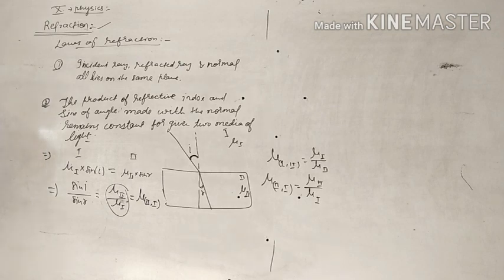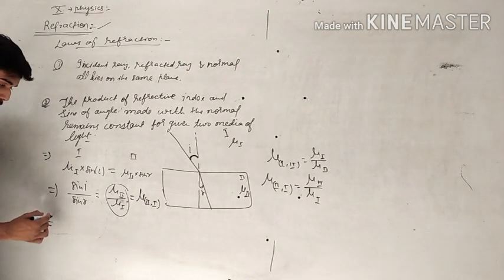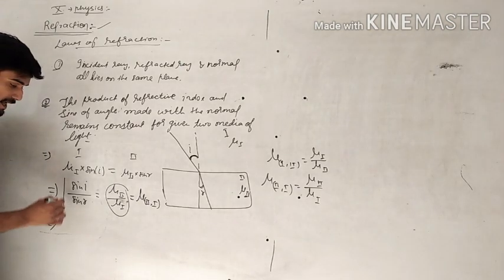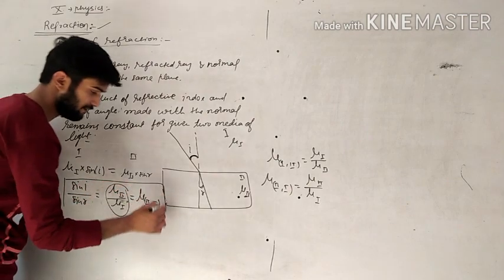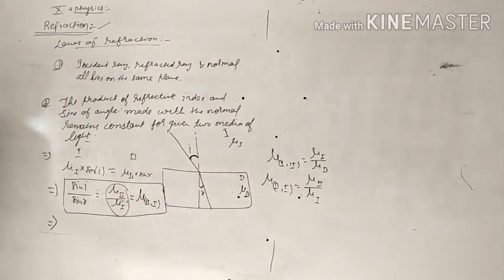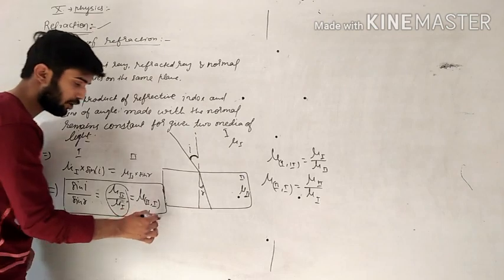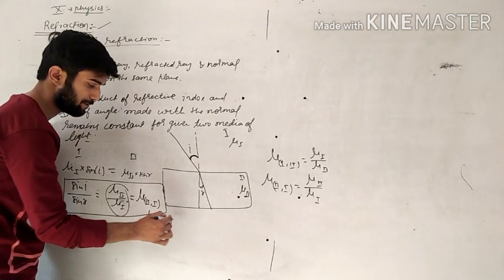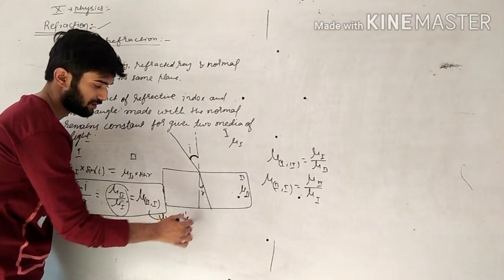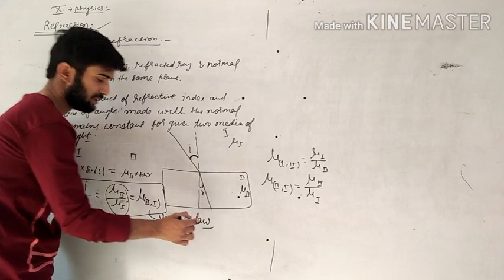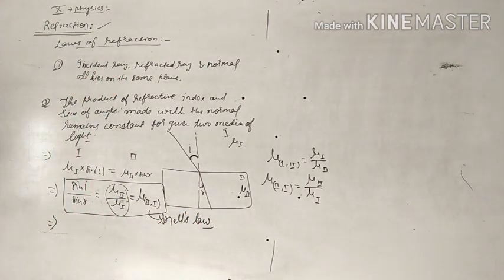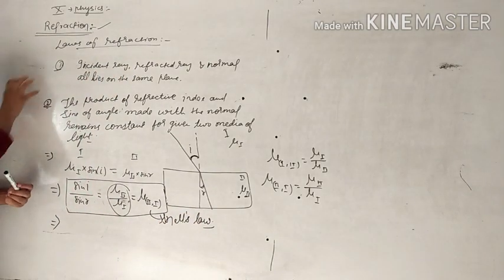Okay, and this one is sin I upon sin R equals the refractive index of the second medium with respect to the first medium, and this one is also known as Snell's law. Okay, so these two are the laws of refraction.